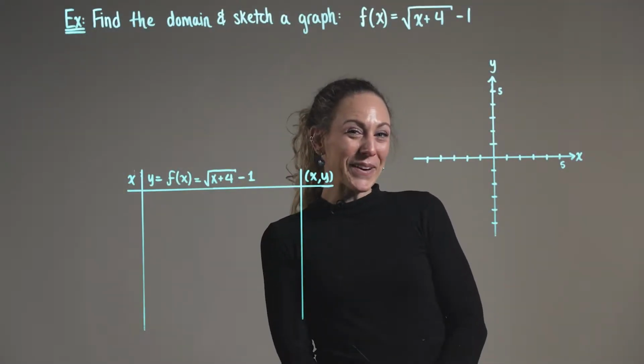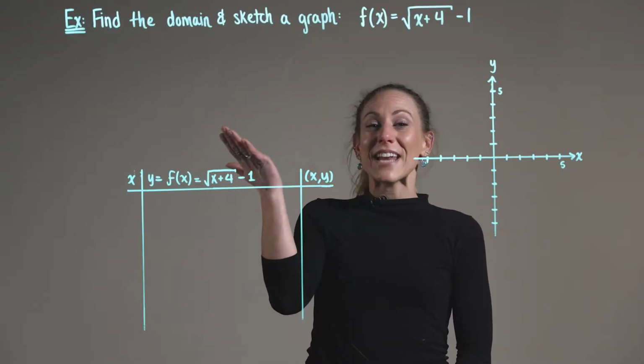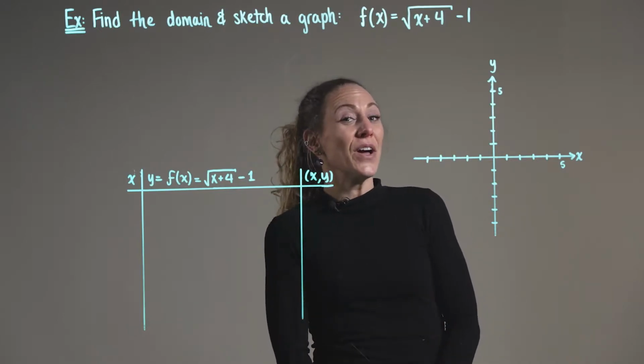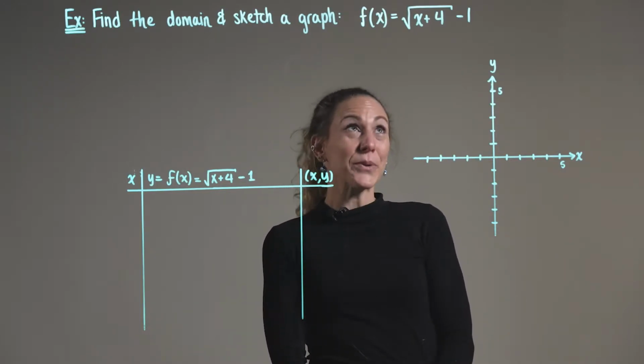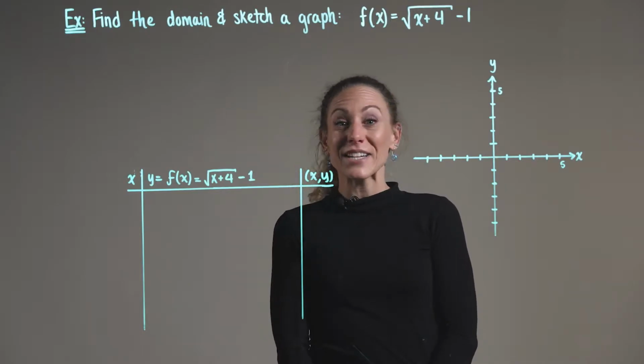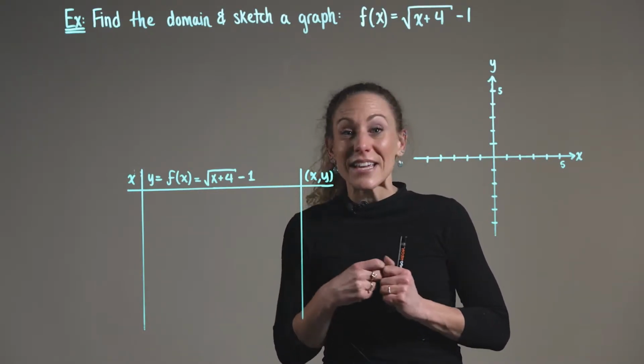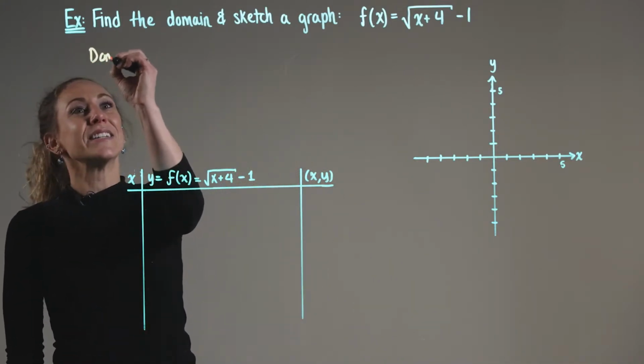In this example, we're asked to find the domain and sketch a graph of the given function. And here we have the function f of x is equal to the square root of x plus 4 minus 1. So the first thing that we need to do is find the domain.